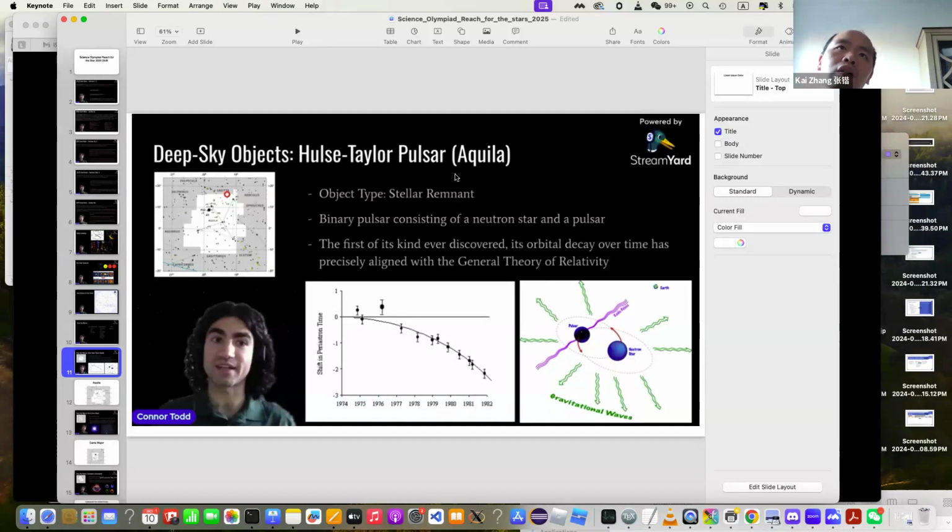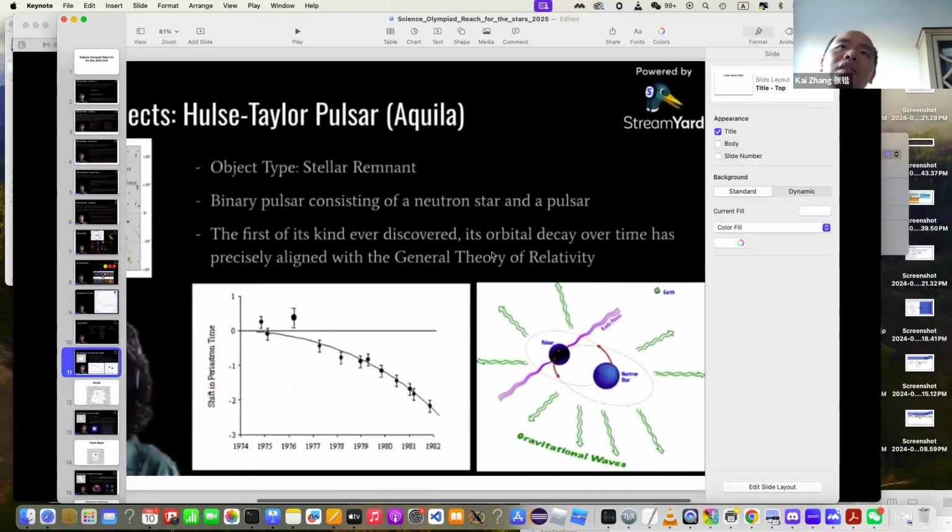So for example, the House-Taylor pulsar is a very special object. It says here that this is the first of its kind ever discovered. So how special is it? It won a Nobel Prize.